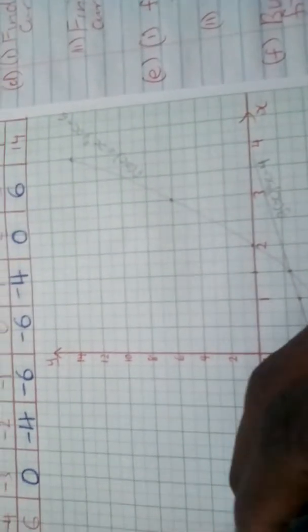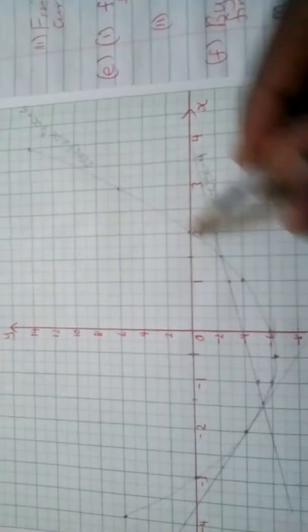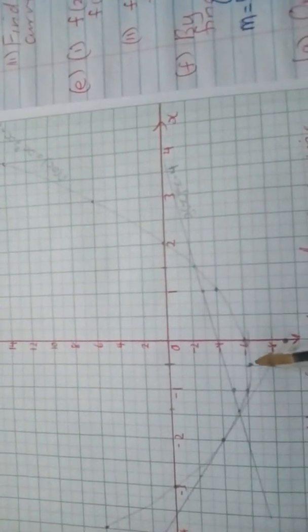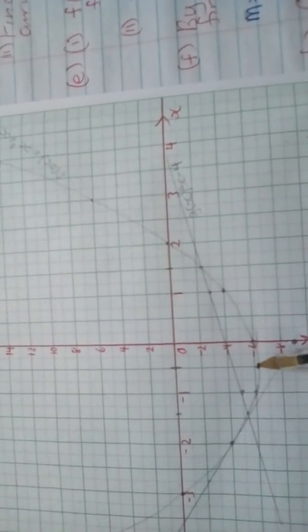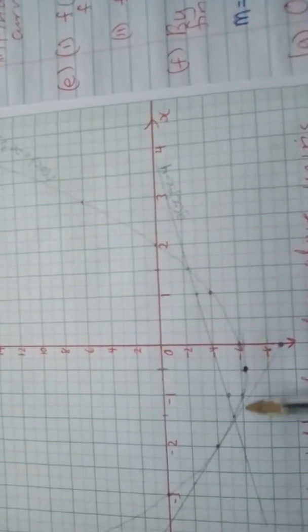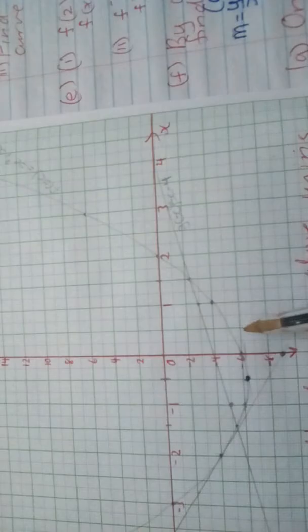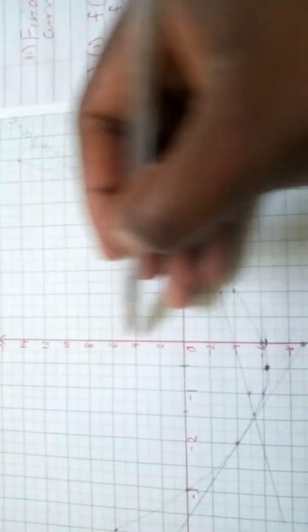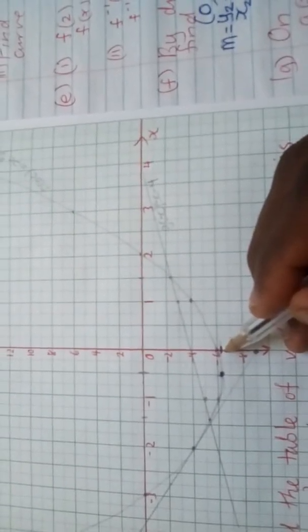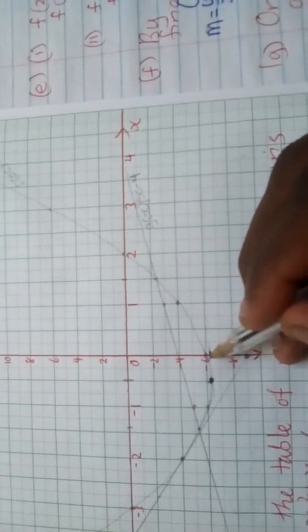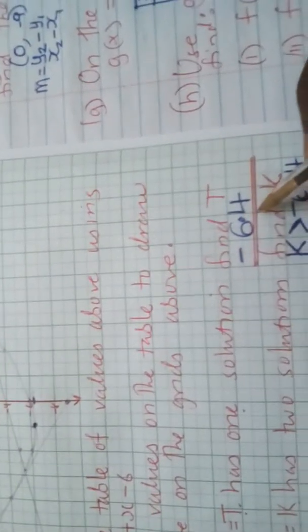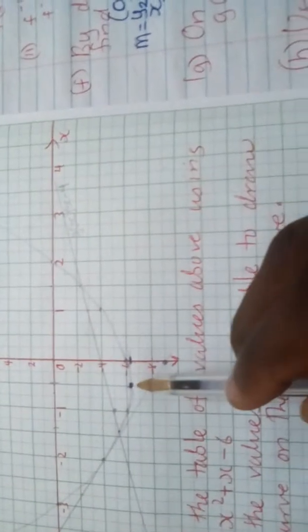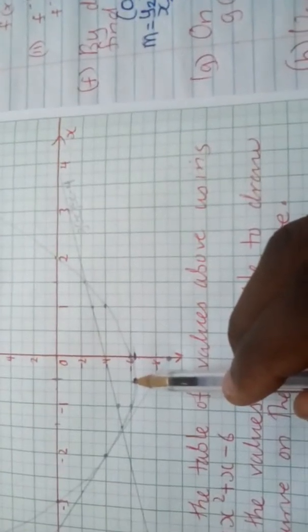Now, when does our graph have one solution? Remember, when we have our graph, at that position, the turning point, that's exactly where we shall have one solution. And the position on the y-axis which gives us one solution is negative 6.4. So at that value of t, we shall have exactly one solution from our curve.